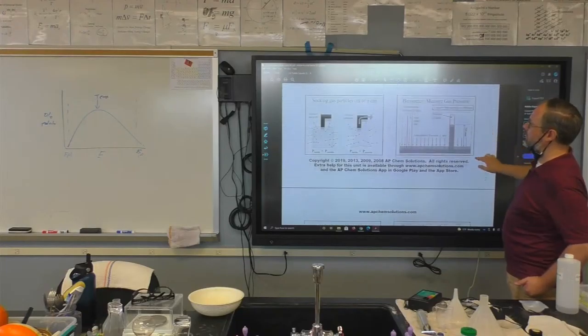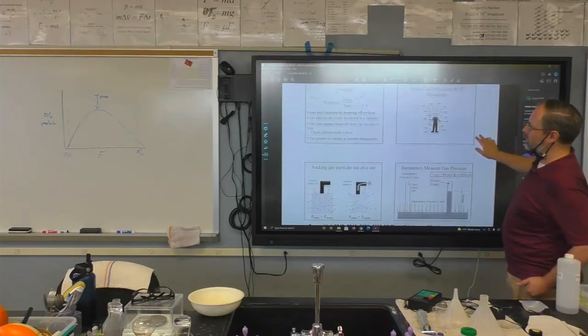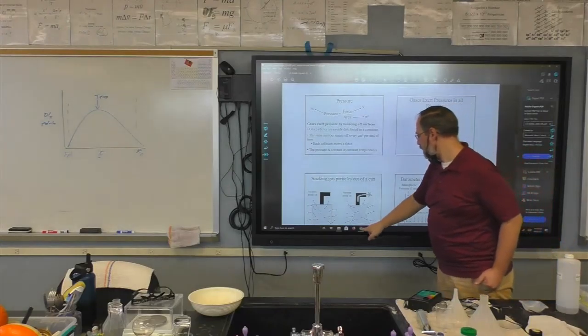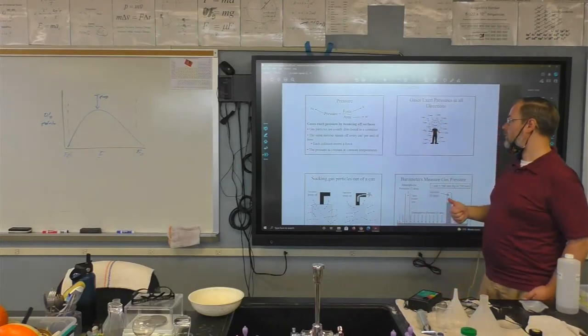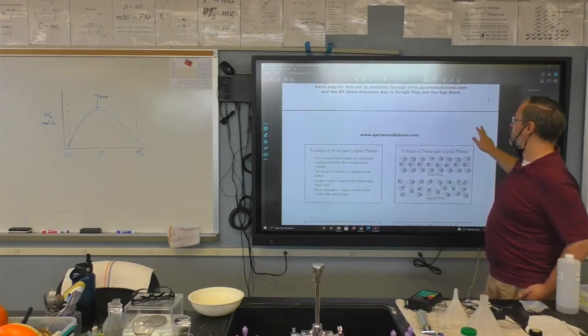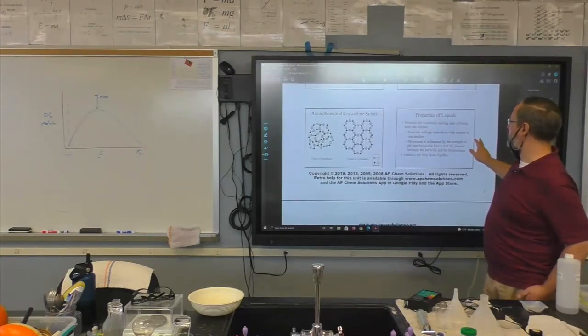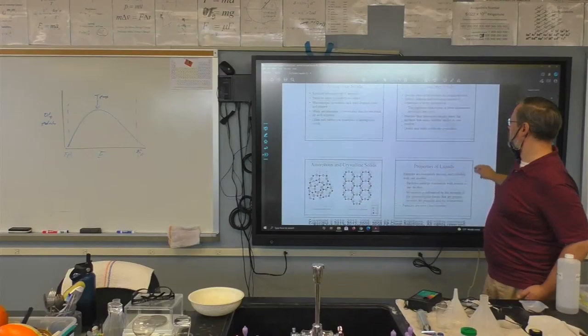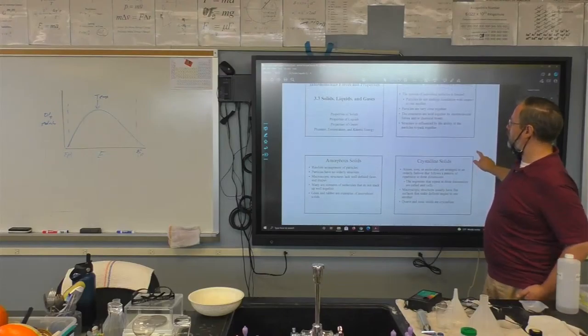Oh, I forgot. It says, when the temperature of a solid copper pipe increases, does the motion of the free electrons increase, decrease, or remain the same? Okay. That's a good question.